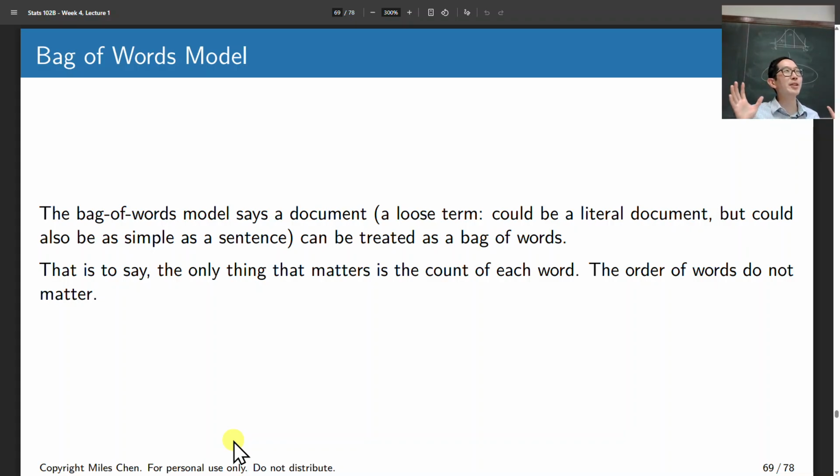And so in a bag of words, the order of the words doesn't matter. It's just what's the count of each word?